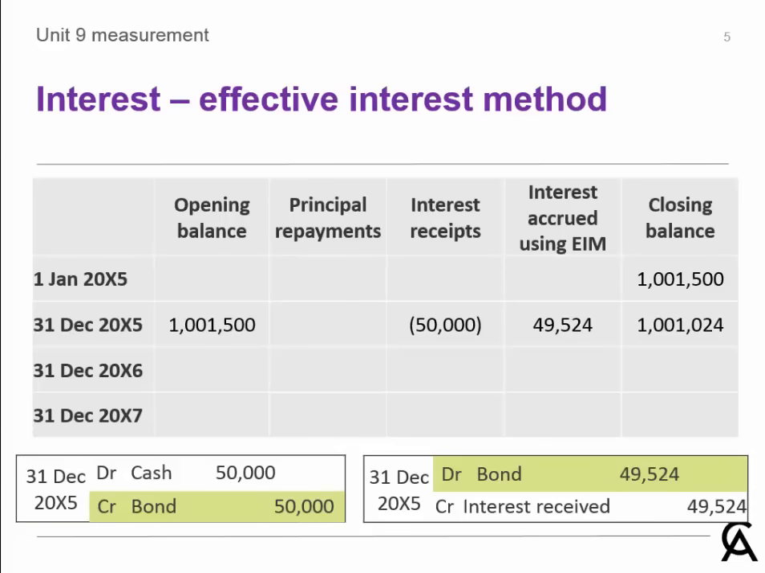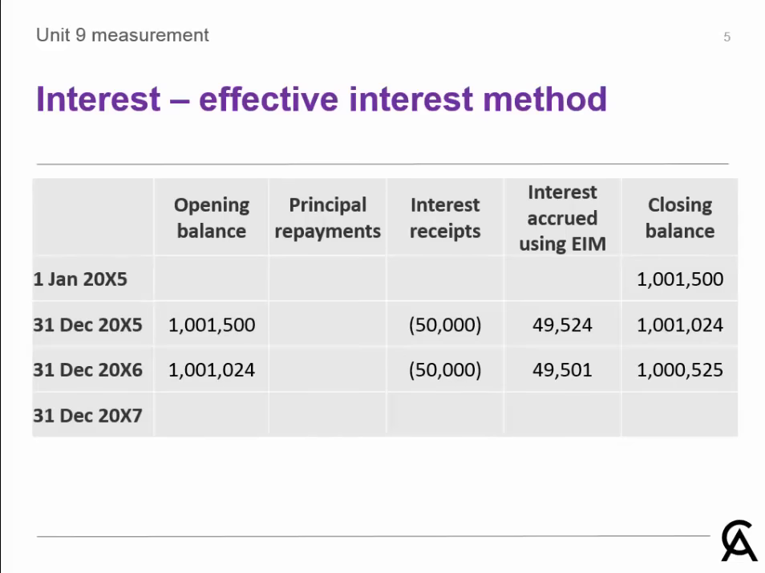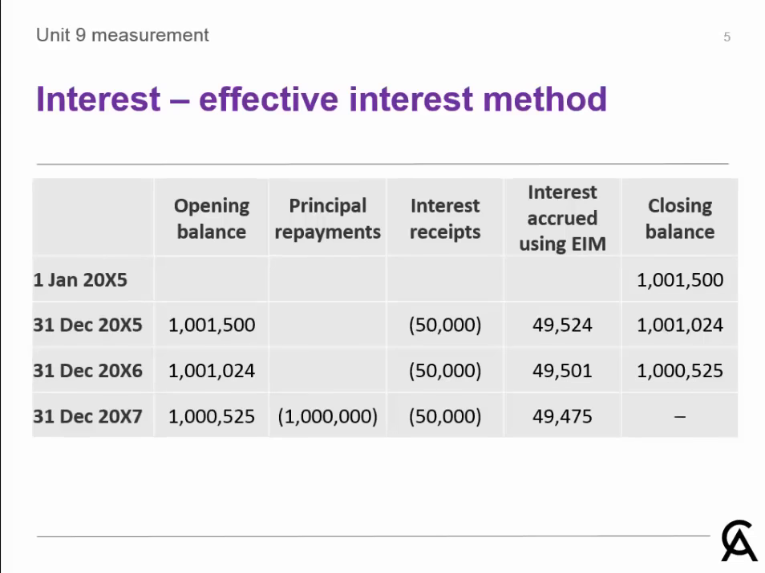The net effect of these two journals is to reduce the value of the bond by $476 to $1,001,024. We carry on the same calculations and journal entries in the second year, 20x6, and end up with a carrying amount of $1,525. In the last year of the bond, the interest calculations and journal entries will give us a carrying amount of $1 million, exactly the amount we know we have to repay at the end of the bond's life. So in this year, we also include the principal repayment, which brings the bond value down to zero.